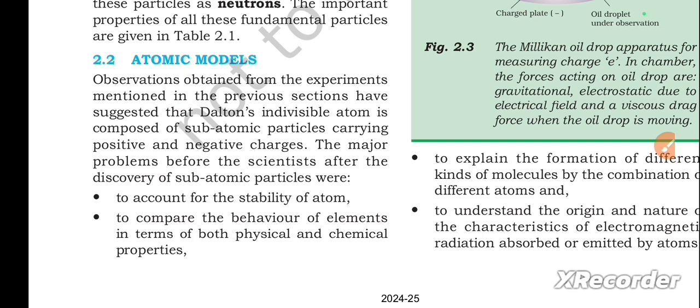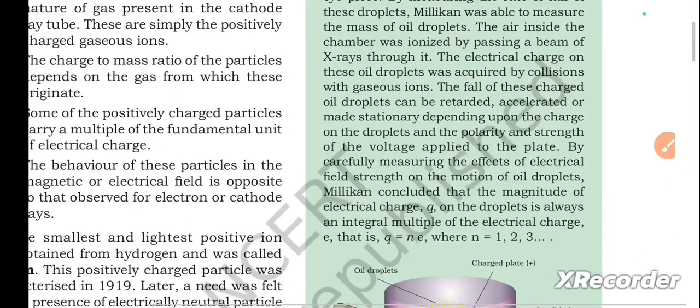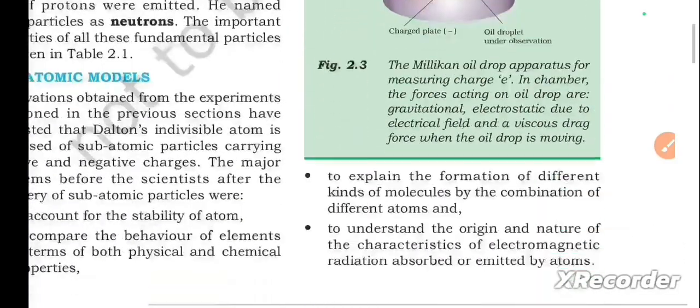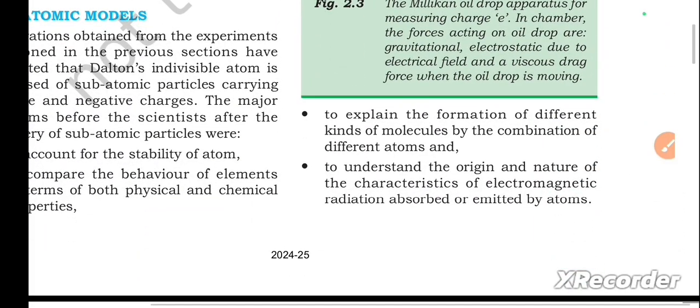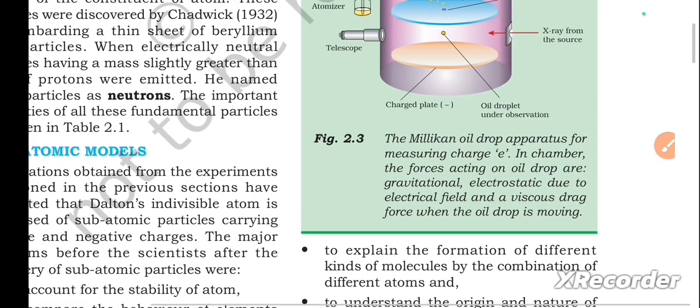The major problems before the scientists after the discovery of subatomic particles were: first, to account for the stability of atom; second, to compare the behavior of elements in terms of both physical and chemical properties; next, to explain the formation of different kinds of molecules by the combination of different atoms; and next, to understand the origin and nature of the characteristics of electromagnetic radiation observed or emitted by atoms.